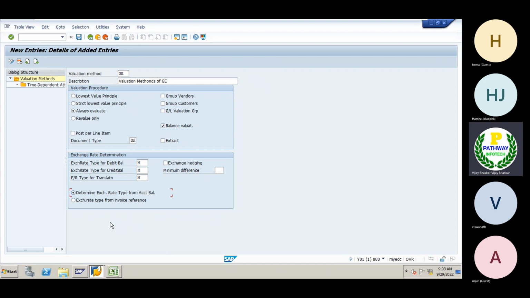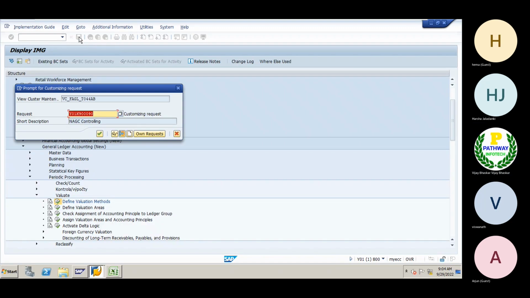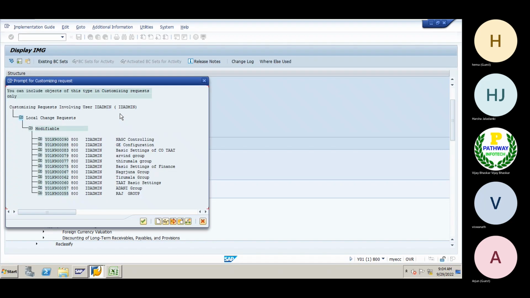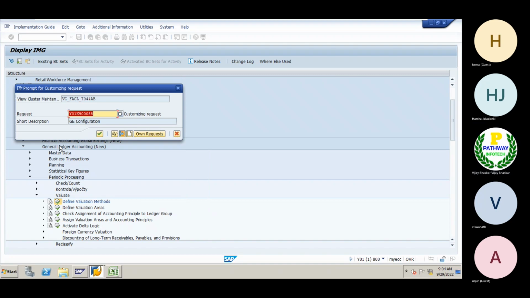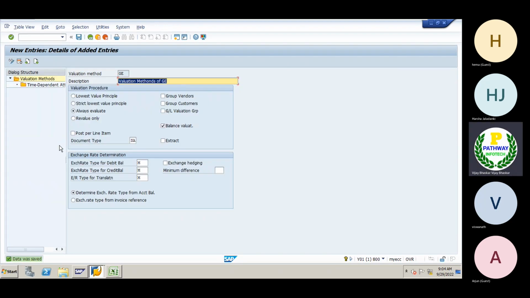If we select this Always Evaluate option, what will happen? Even the revaluations we have already performed will also be taken into consideration. All of it will get considered. Then press Enter, then save it.